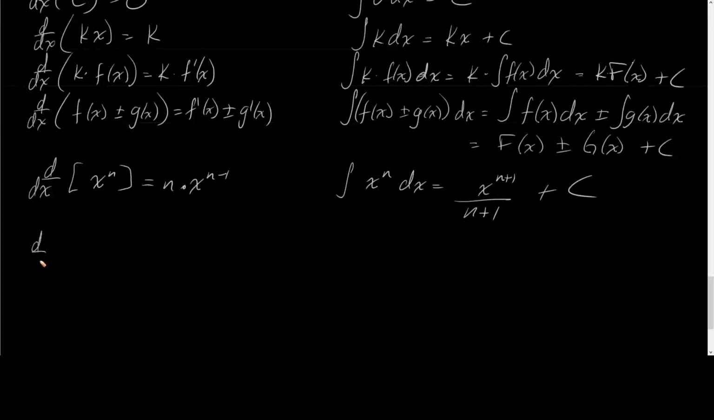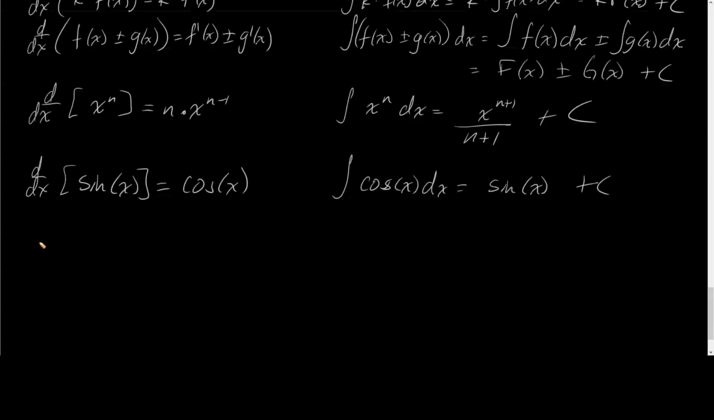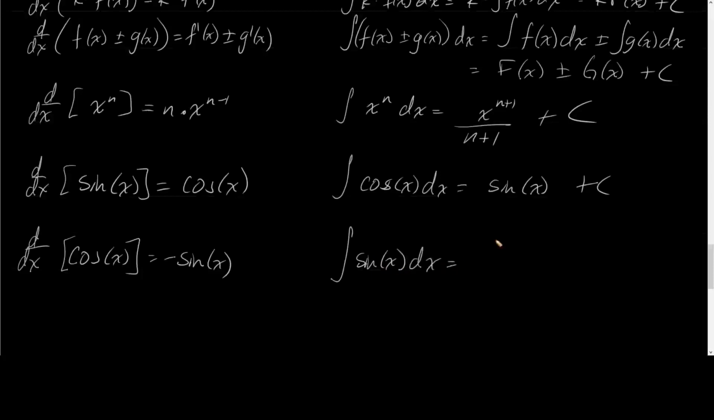We know the derivative of sine is cosine. So then the antiderivative of cosine is sine plus c. We also know that the derivative of cosine is, not sine, negative sine. Well, the antiderivative of sine would be negative cosine.